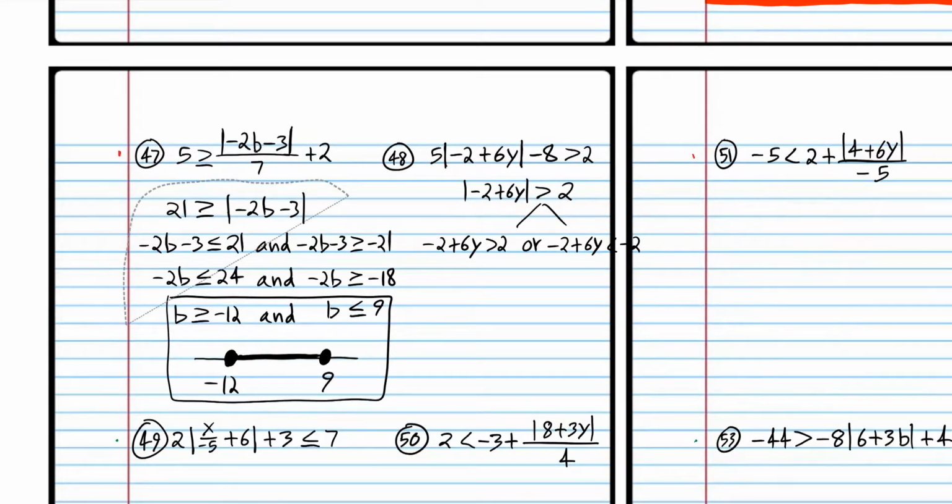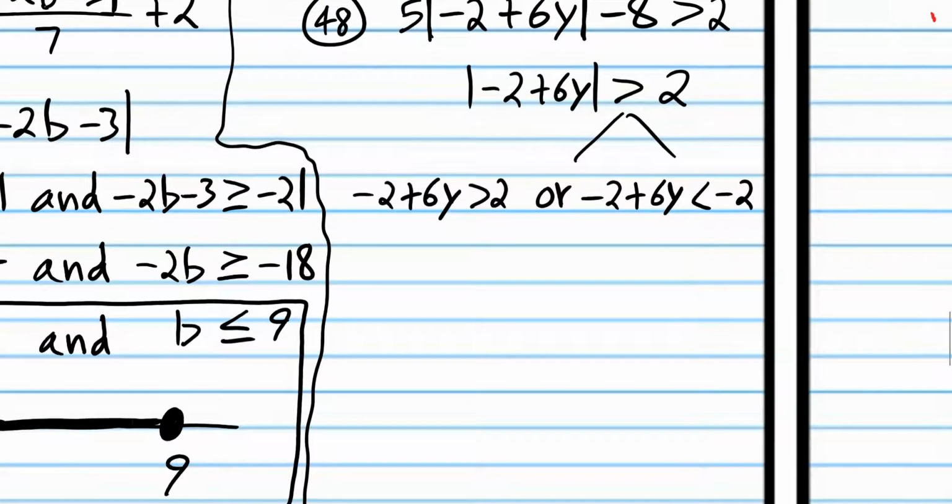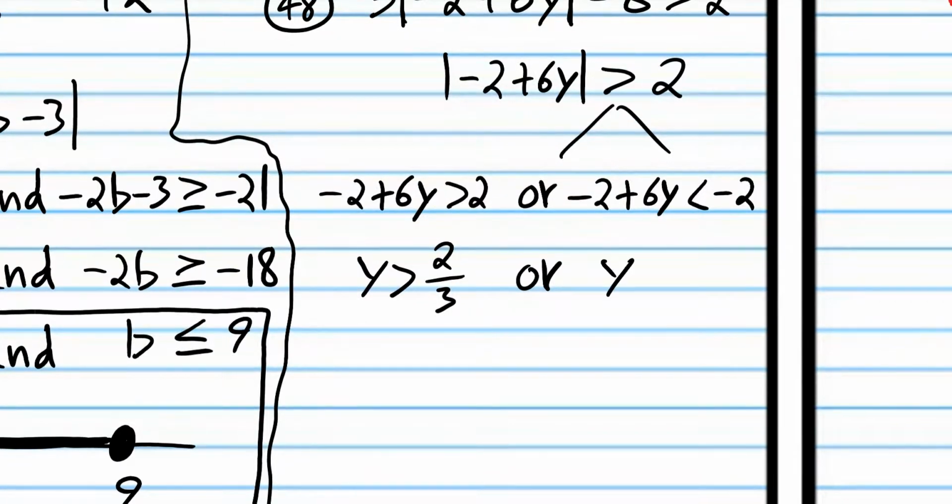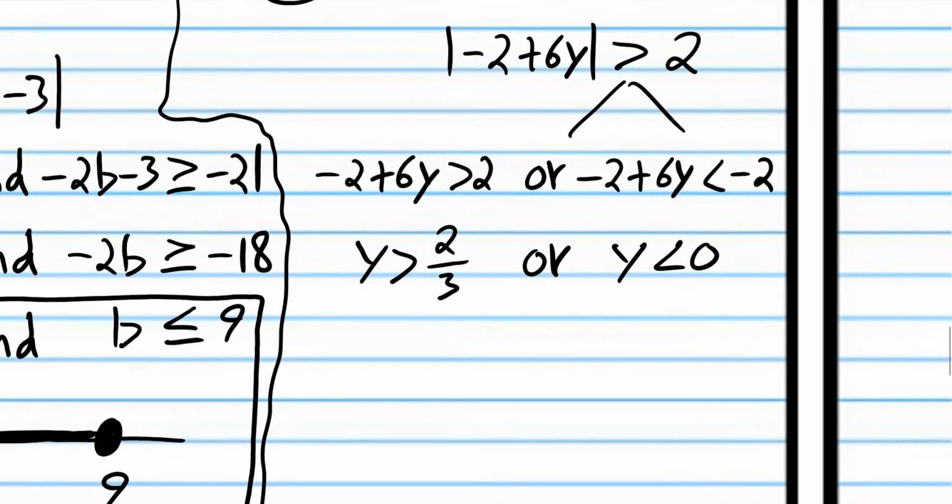So I'm going to move this over a little bit. Okay, so then we just bring the word or down and we solve. Add 2 to both sides, divide by 6, and we get y is greater than 2/3 if you reduce. And add 2 to both sides and divide by 6, and we get y is less than or equal to 0. Now we did not have to flip the inequalities because we didn't have to divide by a negative. We just divided by a positive 6. So we're not flipping the inequalities.